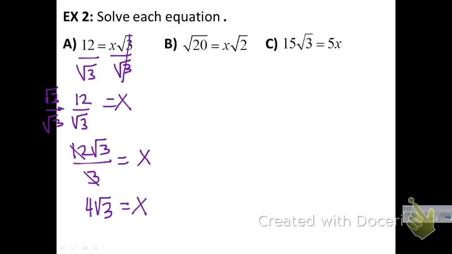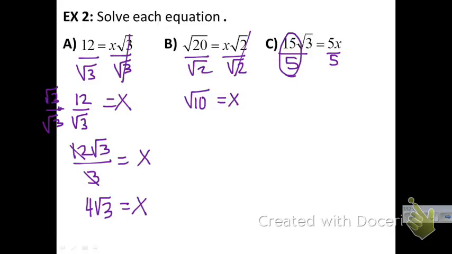Okay, on B, to isolate the x, we're going to divide by the root 2. Those divide out. And then because these are both under the radical and they both have the same index, then we can just go ahead and divide the 20 by the 2 and get root 10. On C, we want to isolate the x by dividing by 5. And the 5 and the 15 will reduce to give you 3 root 3. And that is as simplified as that gets.